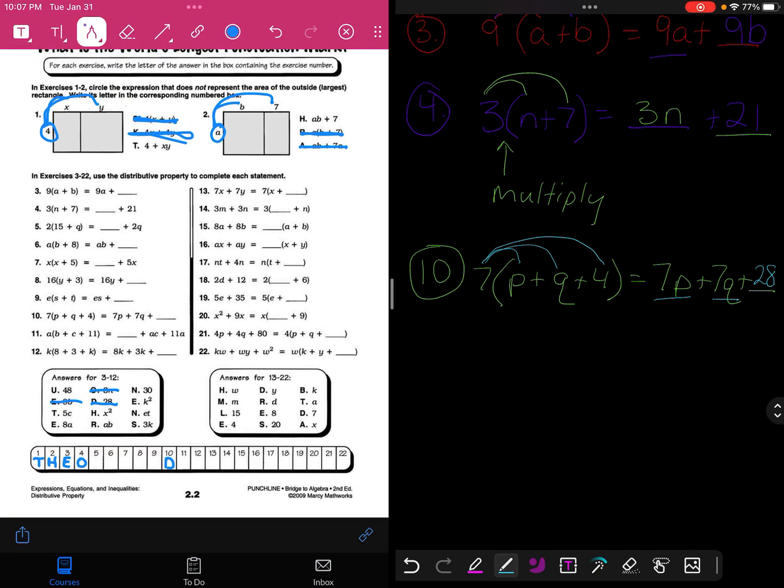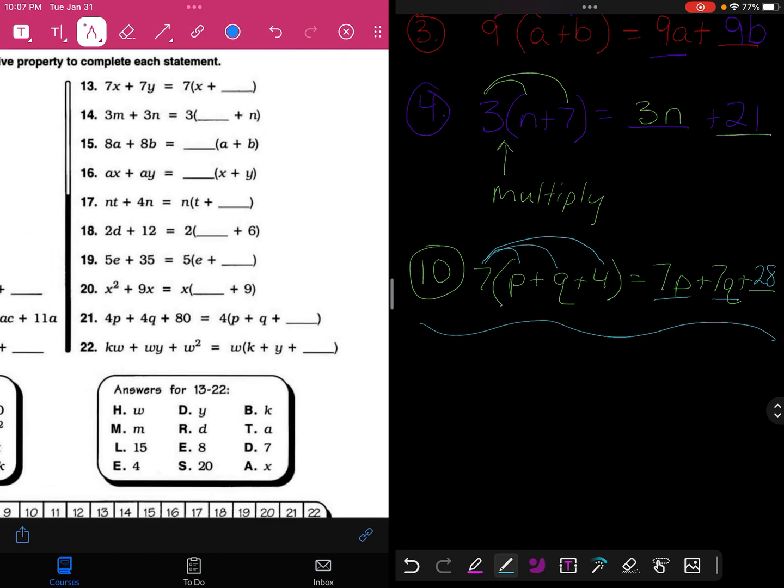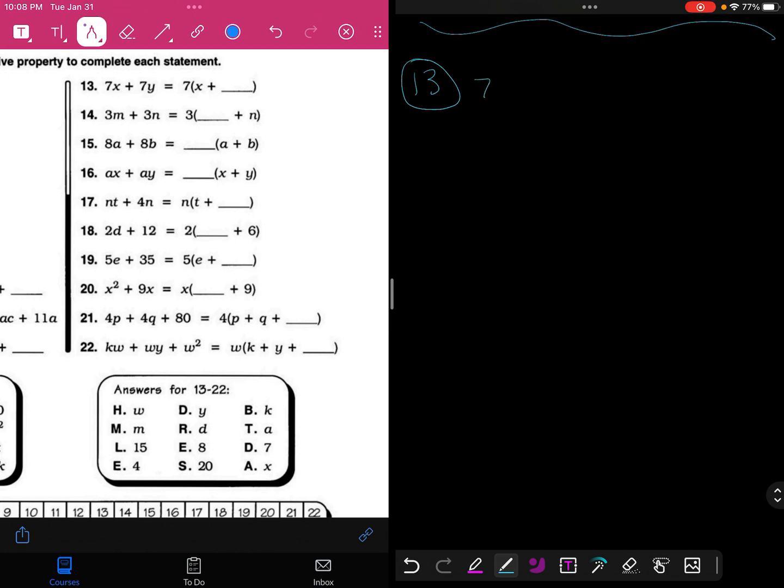All right, let's jump over to the next side of the sheet, and we're going to look at a few that are a little bit different, meaning they look backwards. So it's the same thing we just did, but instead of us distributing it, we're going to do the opposite way. So let's look at number 13. So we have 7x plus 7y equals 7x plus blank in parentheses.